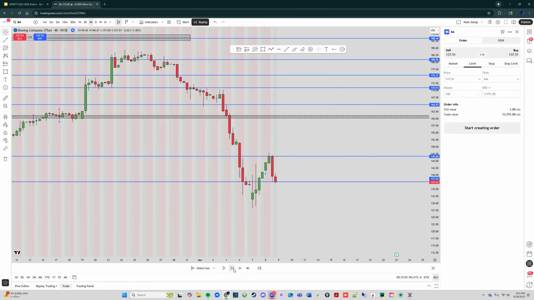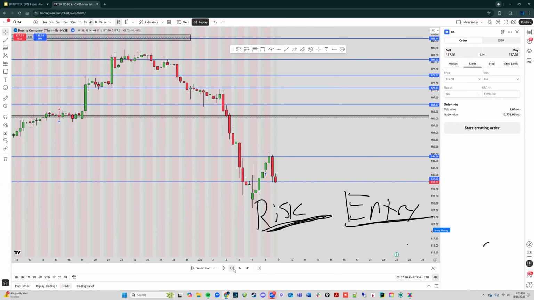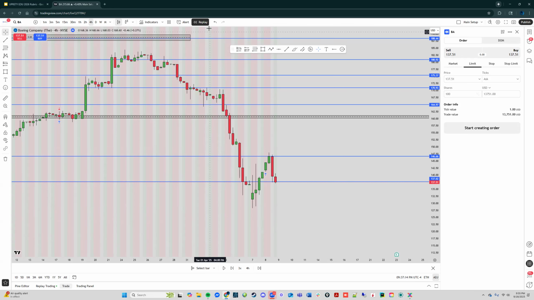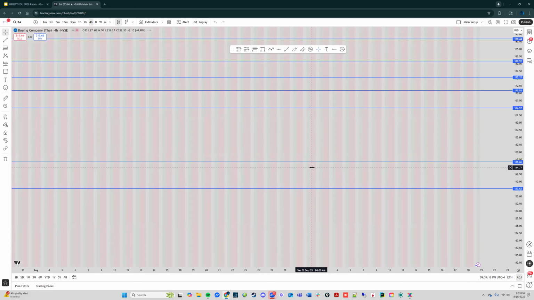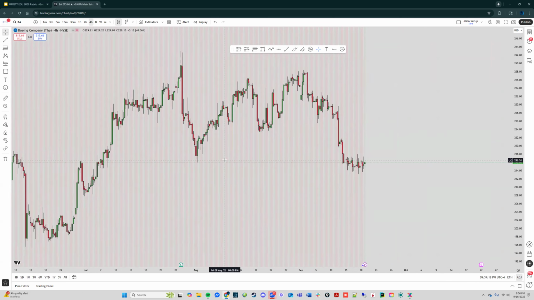Okay, so your risk reward is hugely dependent on your entry. Okay, that's what I've been trying to get across to you guys. It's greatly dependent on your entry and where you're able to get in. Okay, it's going to either make or break your trade.